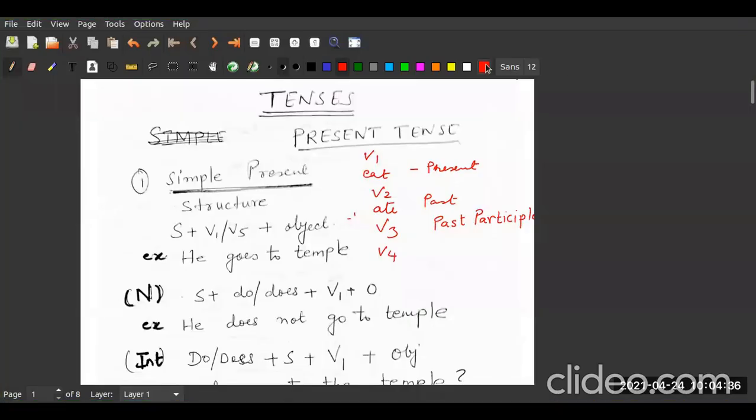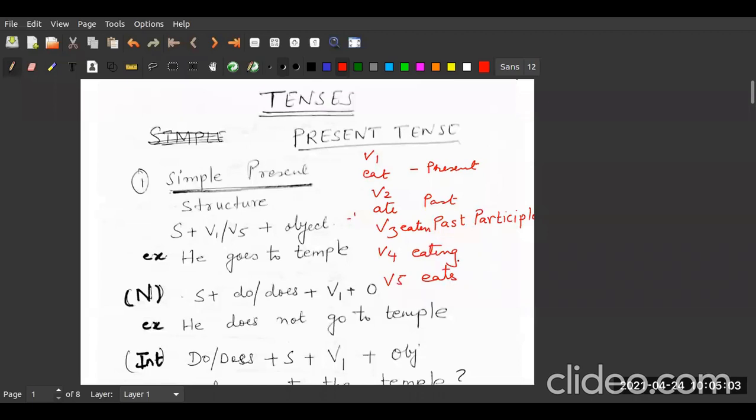V3 is eaten. V4 is eating, verb plus ing, and V5 is eats, verb plus s. So now you know the five forms of verbs.